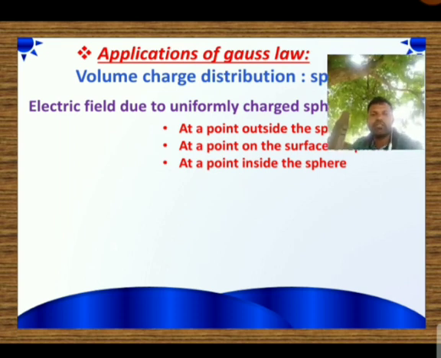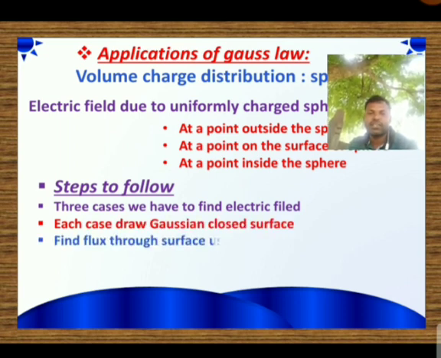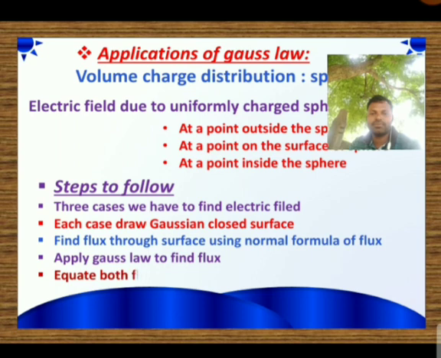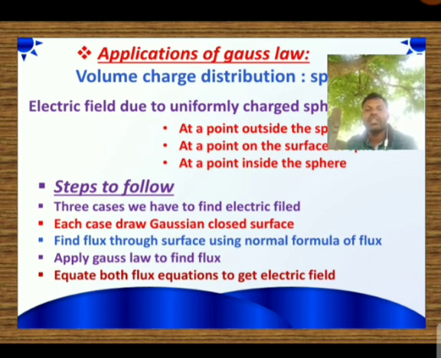What are the steps to follow? For these 3 cases we have to find electric field. First, in each case I have to draw a Gaussian closed surface, because to apply Gauss law, the statement itself says the electric flux through a closed surface. That means every time you have to take a closed surface. So each time you have to draw a Gaussian surface and find flux through the general formula. What is the general formula? Phi is equal to integral E dot dS, that is the general formula to find flux.